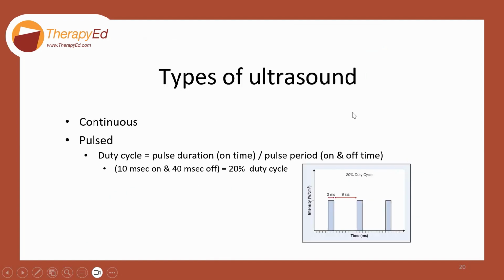And how that's determined is like here's the 20% duty cycle. You take how long it's on, which would be 2 milliseconds, divided by the on period plus the off period. And that's how you get 20%. The on period plus the off period would be 10 milliseconds here. So 2 divided by 10, you get 20%.